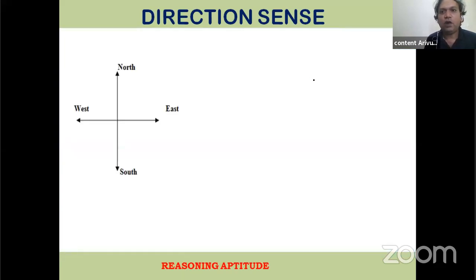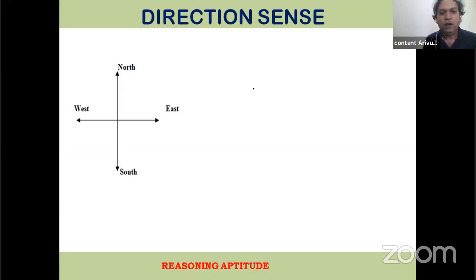First of all, we talk about the main directions, which all of you know. We have north, south, east, and west, which are the four principal directions. The sun rises in which direction? The sun rises in the east direction and sets in the west direction. North and south, I hope you all know this. North India means Delhi, south means Karnataka, Kerala, right? So north, south, east, and west are the four principal directions.